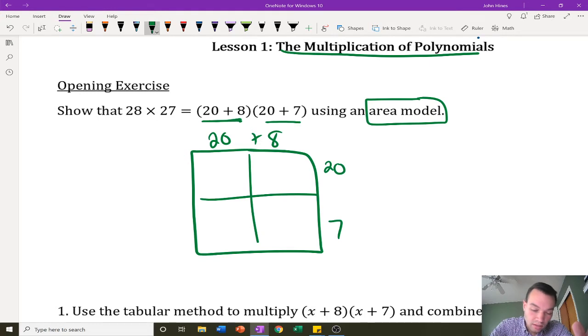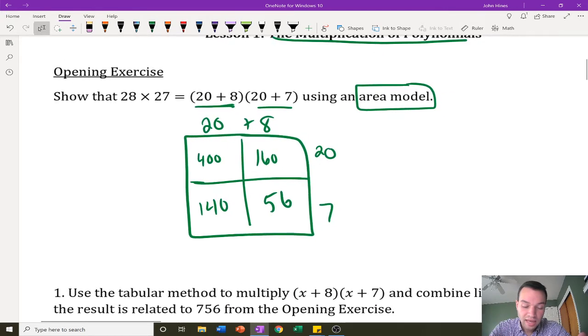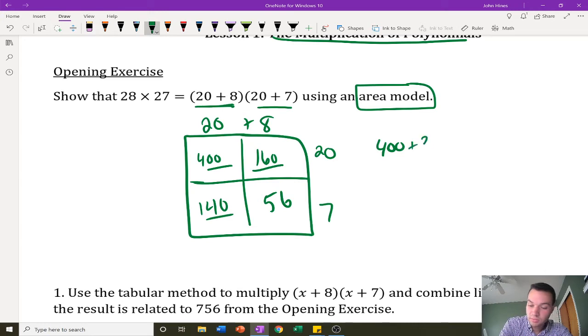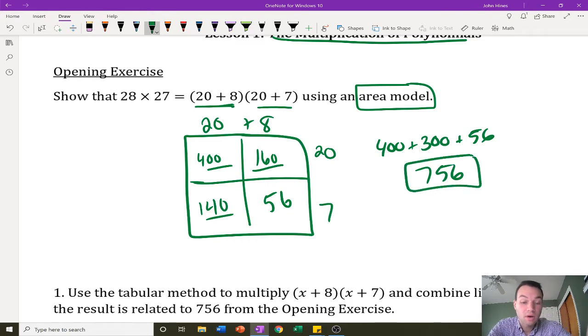So 20, now all we have to do is find the area by finding the product. 20 times 20 is 400, 20 times 8 is 160, 20 times 7 is 140, and 8 times 7 is 56. So now we can find the product, 28 times 27, by finding the sum. 400 plus 160 plus 140 plus 56 gives me 756 is my product. So I found the area of 28 times 27 by finding the product of these two binomials, 20 plus 8 and 20 plus 7. And we end up getting 756.